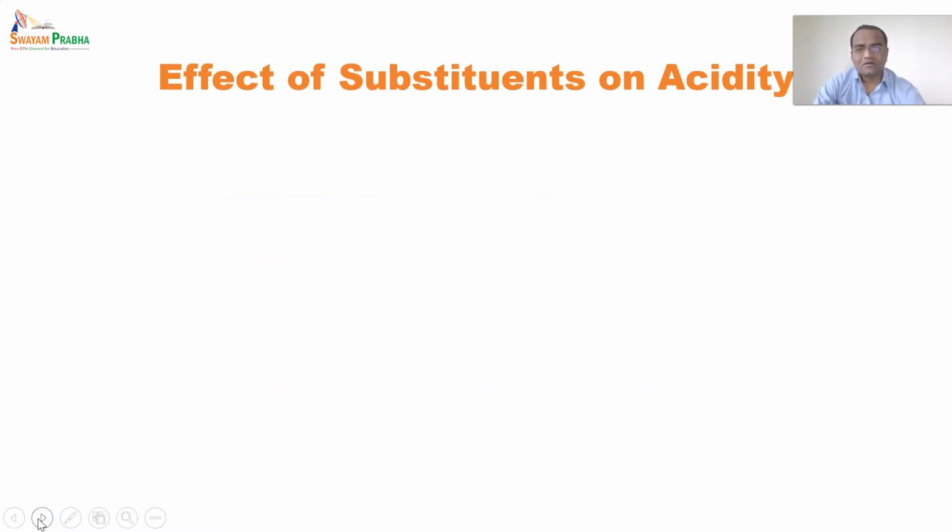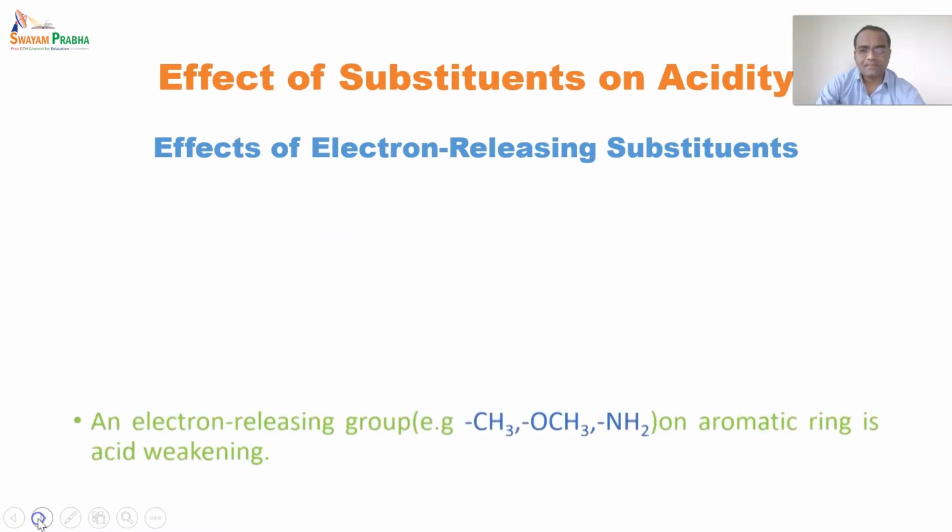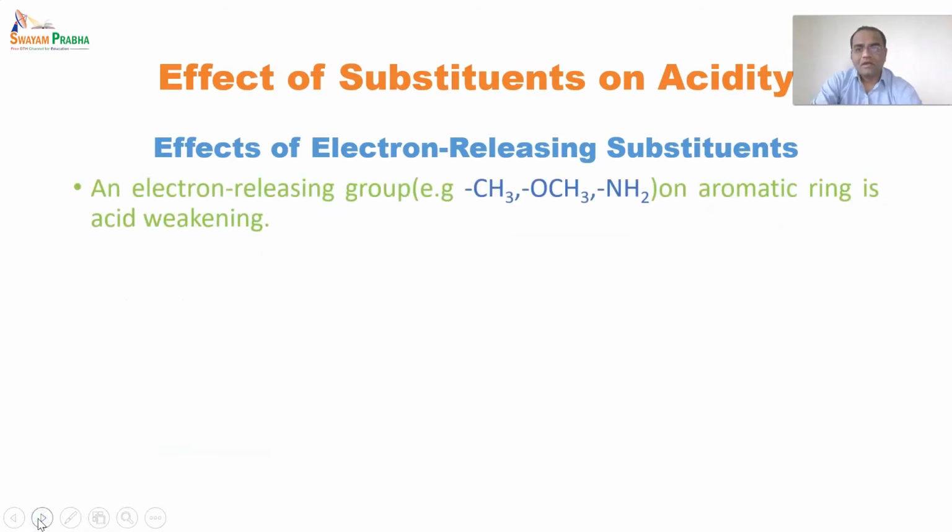Now we'll see the effect of substituents on acidity. The next part is the effect of electron releasing substituents. Electron releasing groups on an aromatic ring are acid weakening. So it decreases the acidity of the ring because it adds negative charge on the ring, and that is why it decreases the acidic strength.